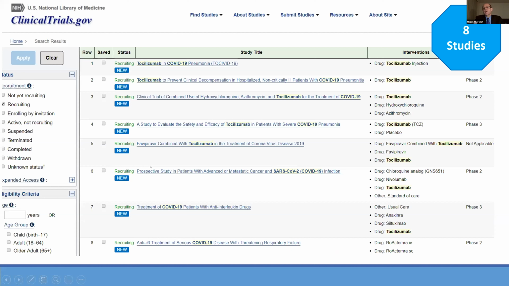I just want to say that there are 8 studies actually now looking at tocilizumab if you go to clinicaltrials.gov.